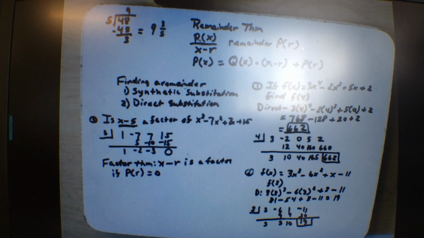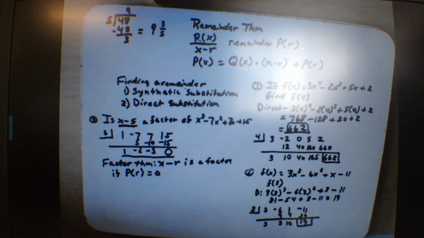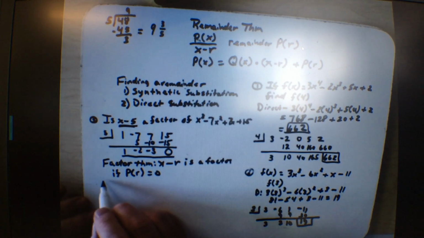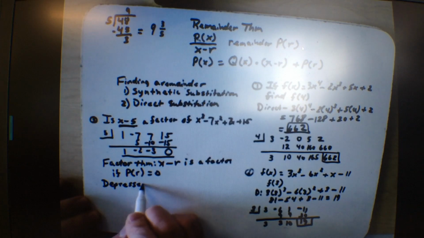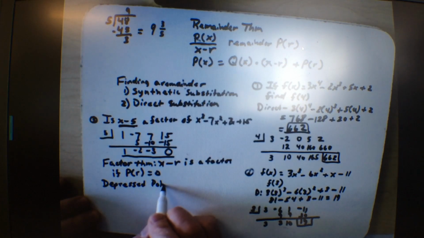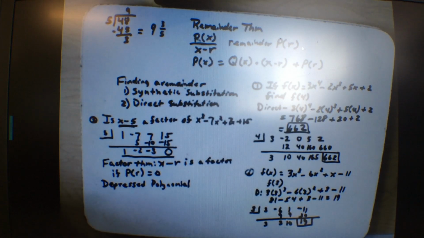Okay? Now, let's talk about this right here. See this right here? What's it called? You guys don't remember? It's called the depressed polynomial. Did we talk about that? I don't think we ever talked about that. Sometimes I get my classes mixed up. It's called a depressed polynomial.